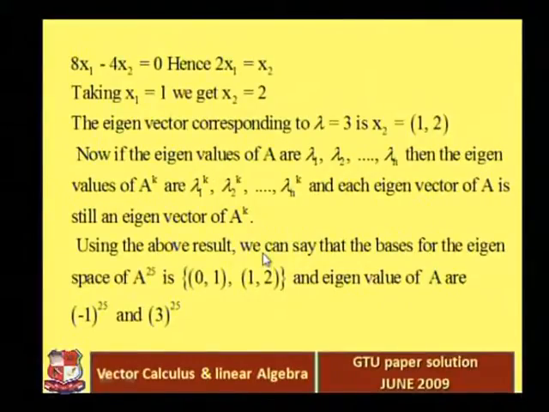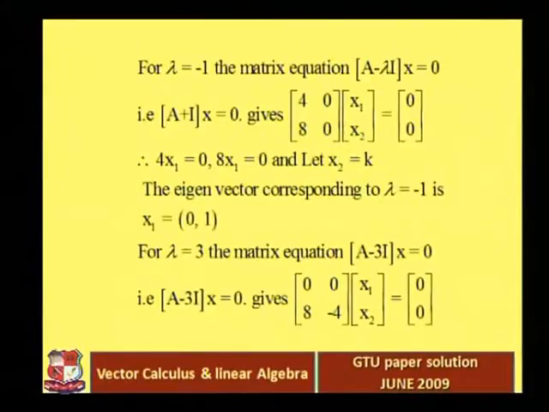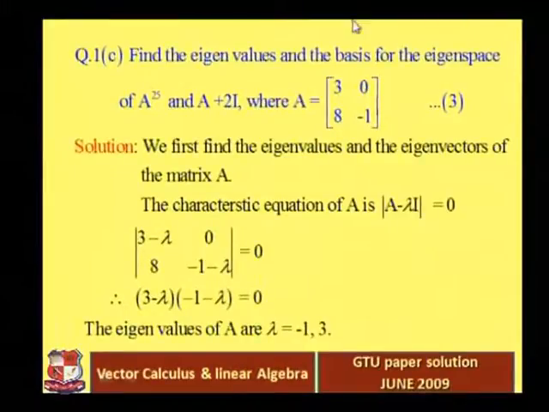Now actually we have to find the eigenvector and eigenbasis for the eigenspace, not for A raised to 25 and A plus 2I. So that's why we have to use this important result, this important theorem. Now we already have the eigenvector and eigenvalue for the given matrix A, right? Just try to understand the question properly. We already found the eigenvector and eigenvalue for the given matrix A, right?